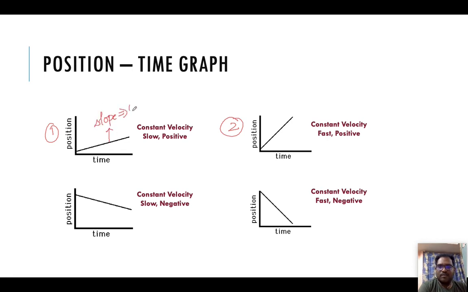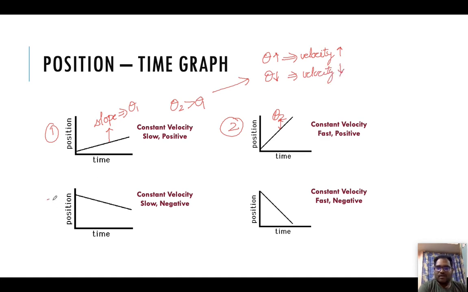Let me just call that particular slope theta 1. This particular line has another slope, we are going to call it theta 2. If you compare 1 and 2, theta 2 is higher than theta 1, which tells you that if your slope is higher, it signifies your velocity is also on the higher side. If your slope is lower, then it signifies your velocity is on the lower side.